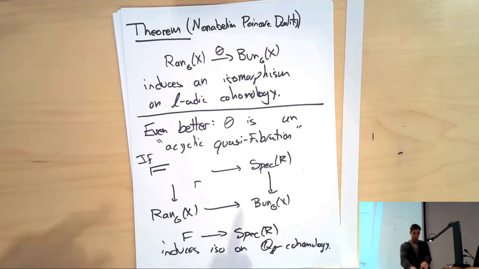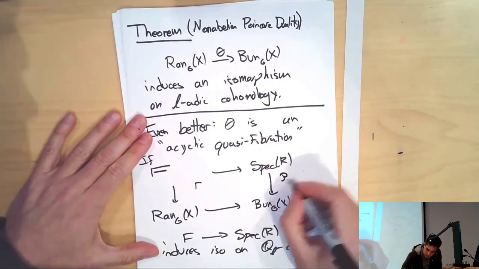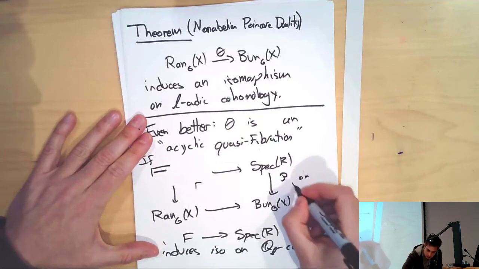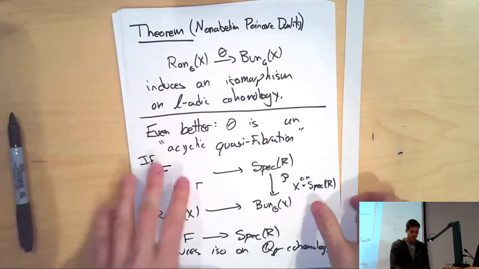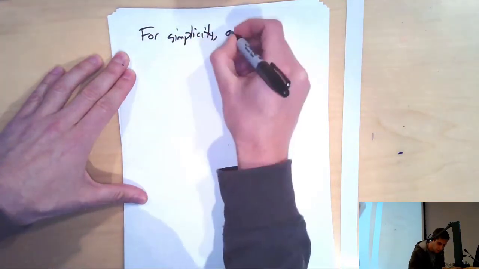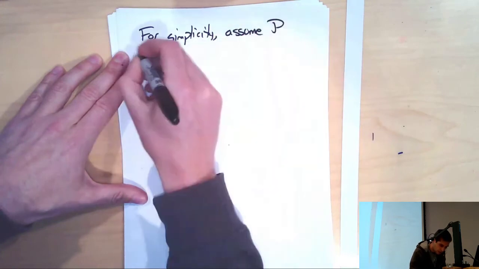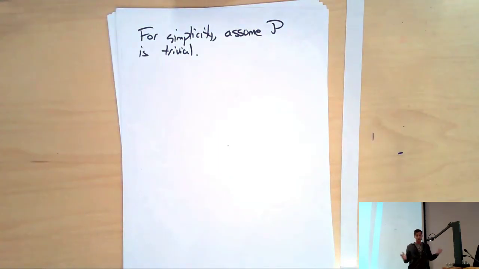So now what's this map from spec R to Bun-GX doing? This is a G-bundle. It corresponds to some G-bundle P on X cross spec R. And now, to simplify the discussion, I want to assume that that G-bundle is the trivial G-bundle. So for simplicity, assume that P is trivial. Well, in that case, this fiber F is just a product of spec R times the fiber of this map theta over the trivial G-bundle.